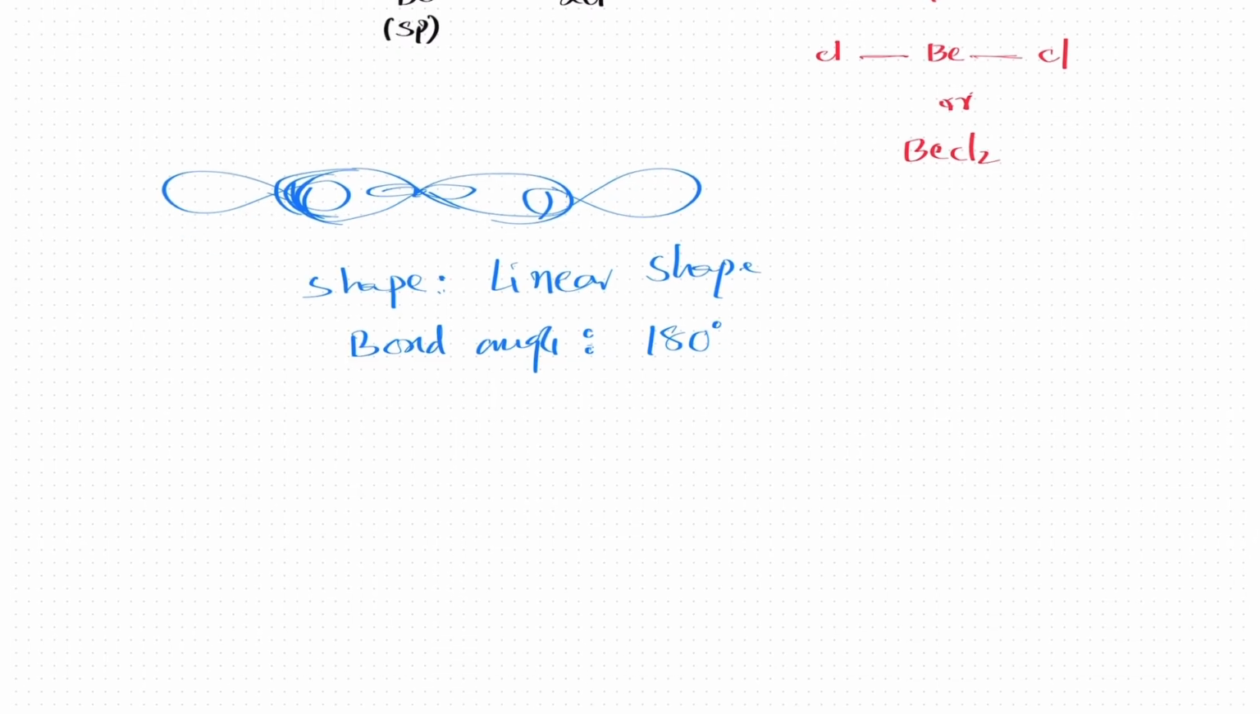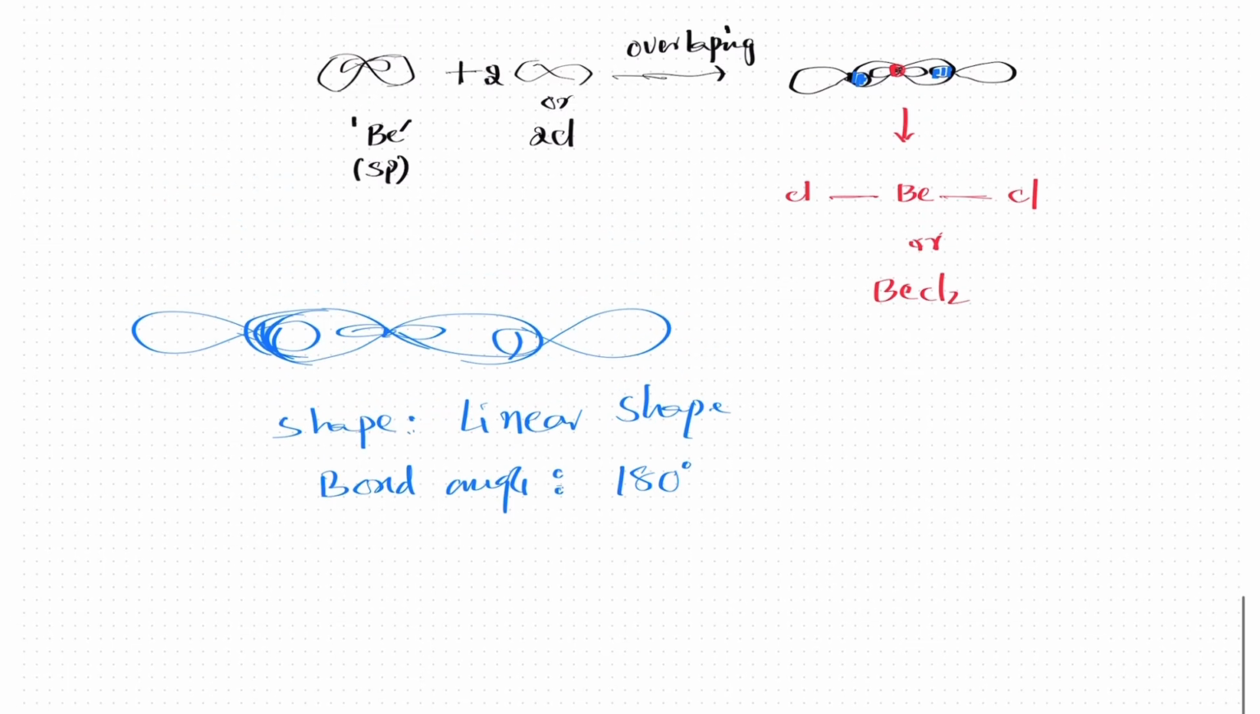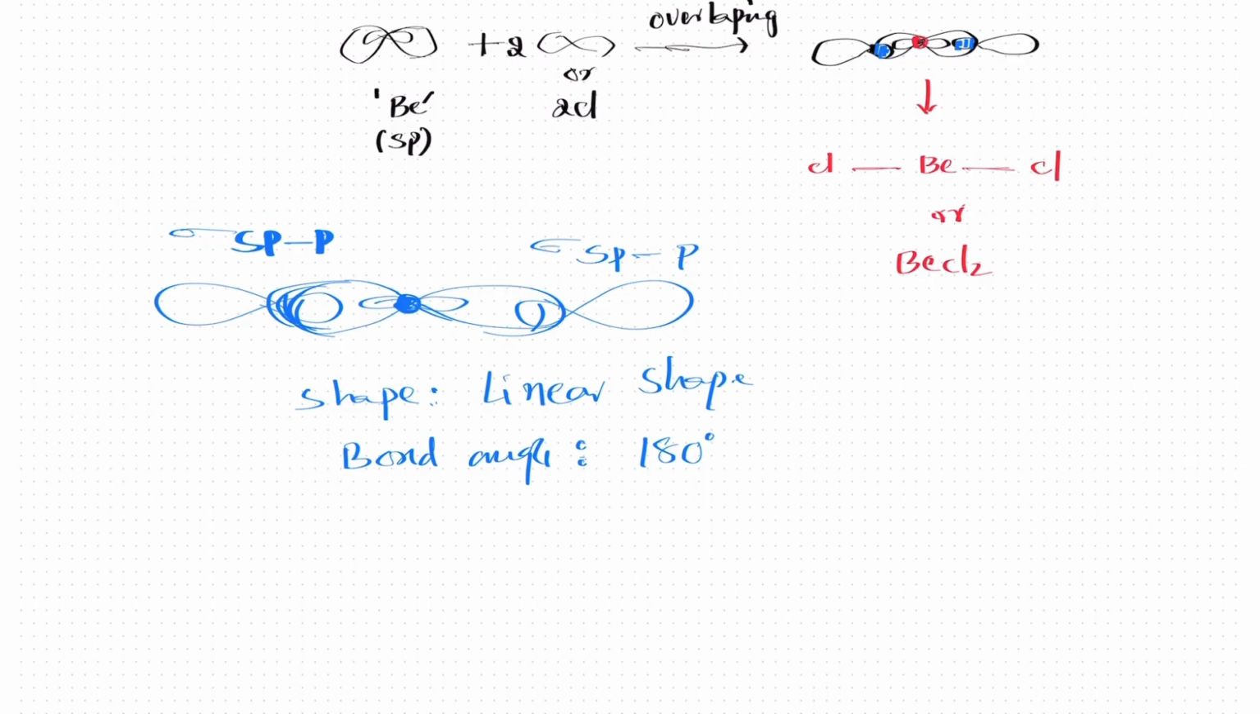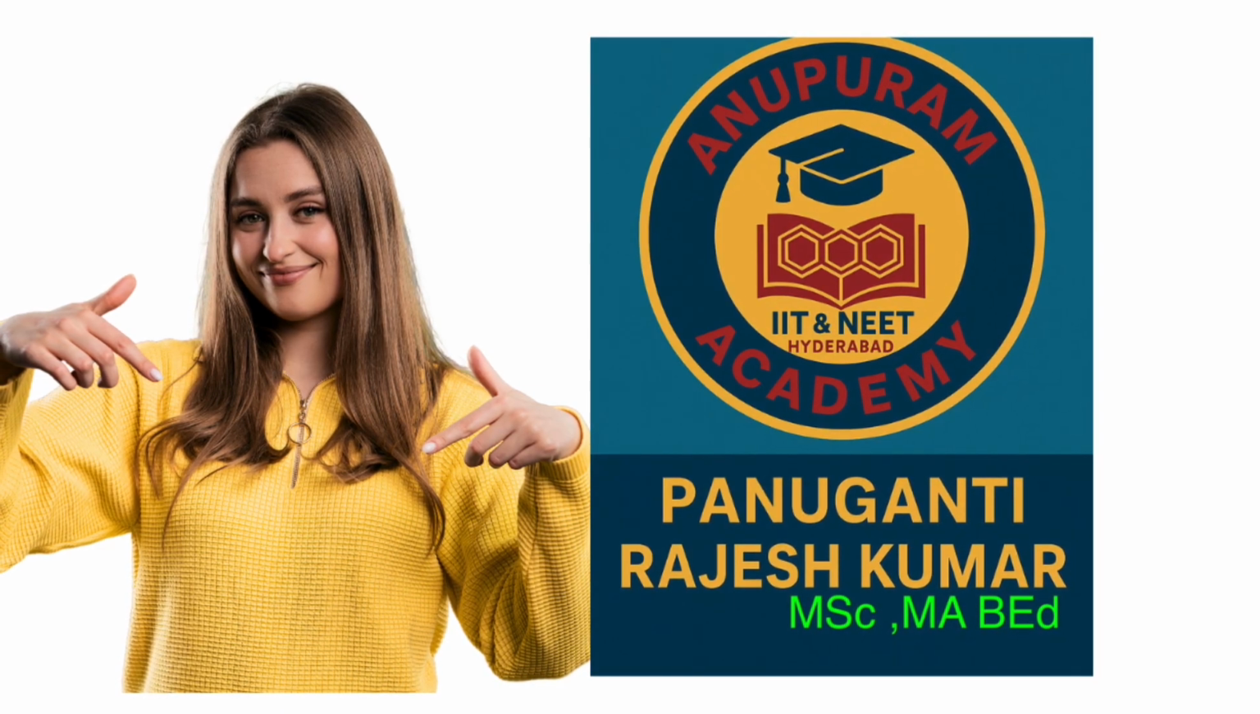And how many hybrid orbitals are there? The hybrid of beryllium will form a sigma bond. So sigma sp-p. Here also we have sigma, isn't it? Sigma sp-p orbital. How many sigma sp-p bonds are there? Two.